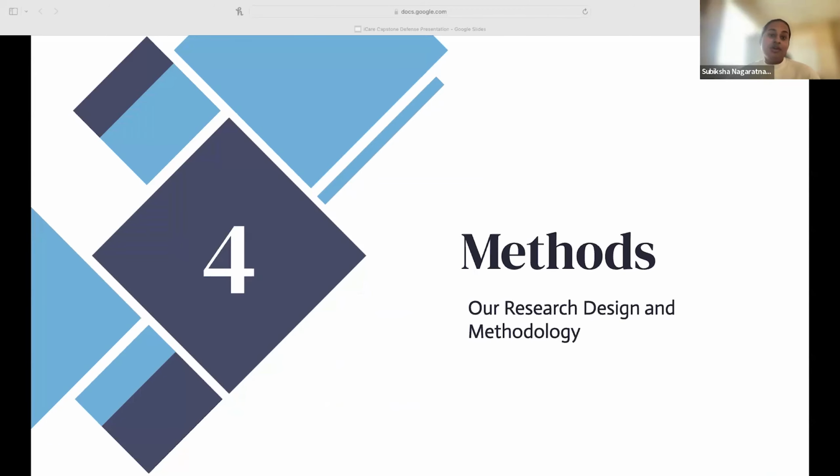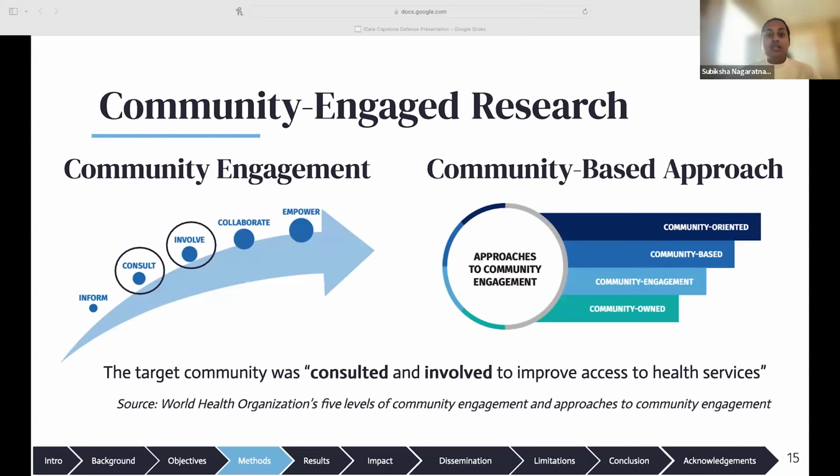Next, I'll take you through our research design and how we executed this project. We chose a community-engaged research design and used a community-based engagement approach outlined by WHO, where the community is consulted and involved to improve access to health services and programs. A key component of community-engaged research and community engagement is for those conducting the engagement to foster critical self-reflection and identify key insights during the process.